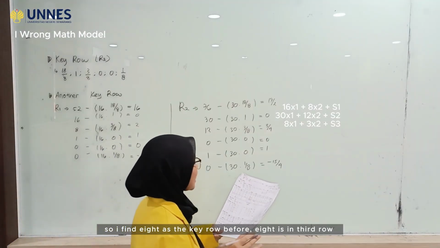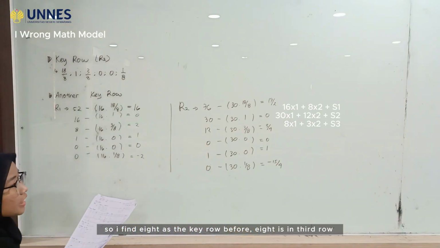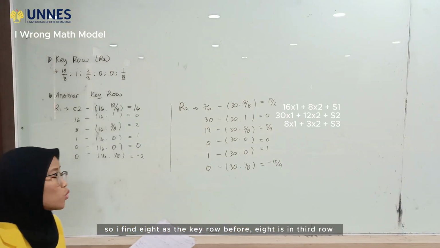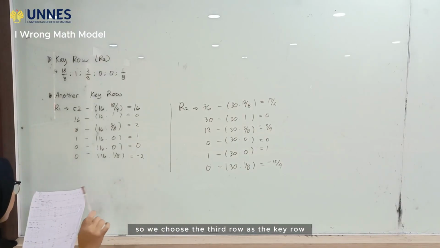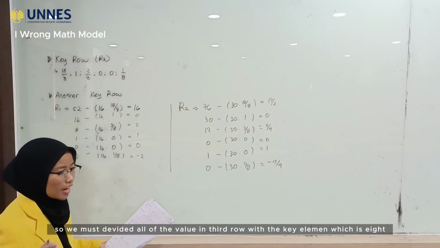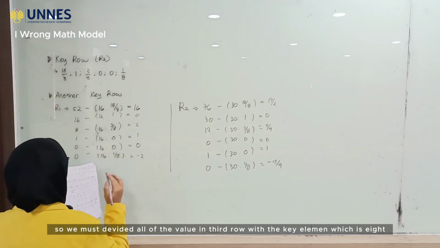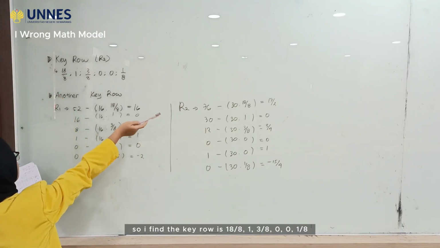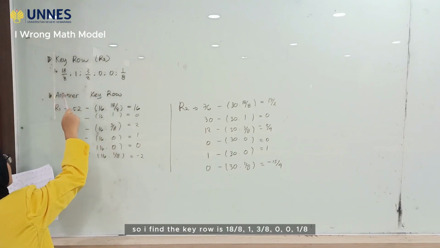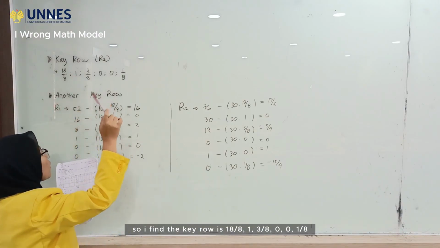So I found 8 as the k element before, and 8 is in the third row. So we choose the third row as the k row. We must divide all of the values in the third row by the k element, which is 8. So I find the k row is 18 over 8, 1, 3 over 8, 0, 0, and 1 over 8.